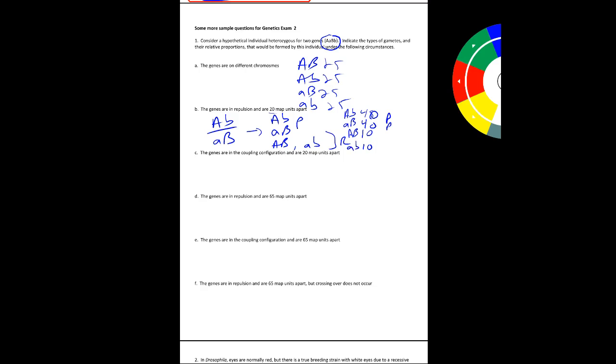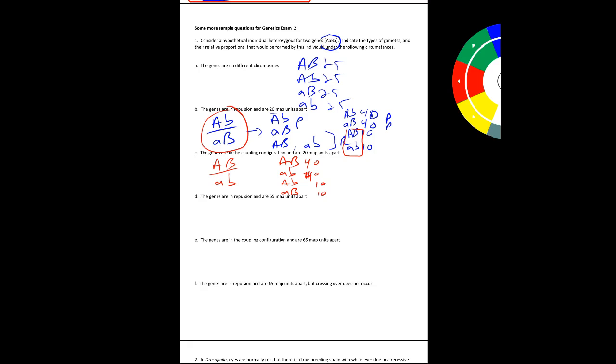If you just look at these things, you might think these are the parentals, but they're not, because we're in repulsion. Repulsion means we look like this. If they're coupled in 20 map units apart, then these are the parentals. 40, 40, 10, 10, 20 map units apart.